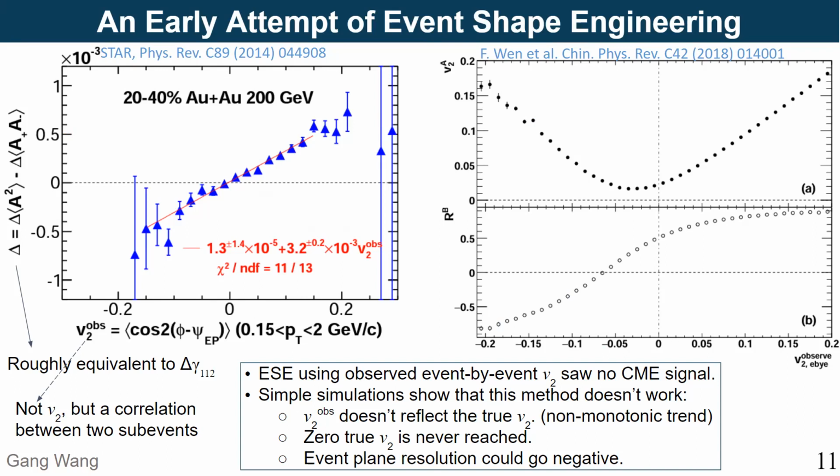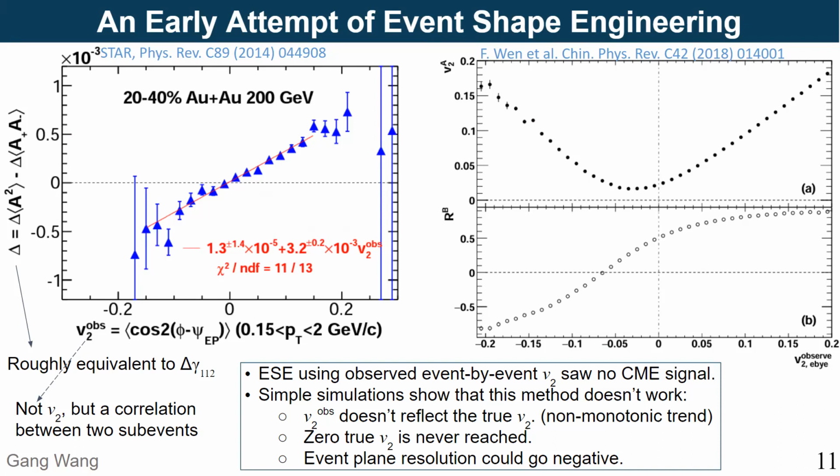However, this is not a successful attempt because the vertical axis is something equivalent to delta gamma. This is another observable, and in the end, it turned out to be equivalent to delta gamma. So just consider this is delta gamma. The thing is the x-axis. In this paper, they directly use the so-called observed V2 without any binning using flow vector. I will mention later. By doing this, this is not really V2.